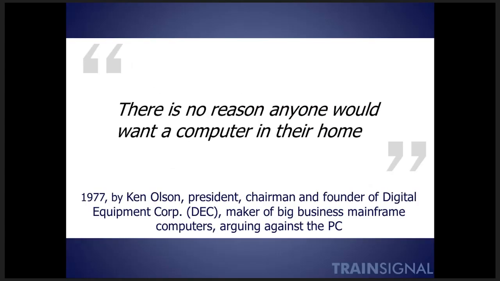One of the quotes that I ran across actually in creating my CompTIA Cloud Computing Essentials course is this one here from Ken Olson, who in 1977 was the president, chairman, and founder of DEC, a big business mainframe computer company that was later bought by Compaq, which was later bought by HP. His quote was, "There's no reason in the world anyone would want a computer in their home." Back then, you had these big mainframe computers. Everyone accessed the mainframe, and he said nobody would ever want a computer in their home. So over the years, of course, with the evolution of the desktop computer, everyone had a computer in their home, right?